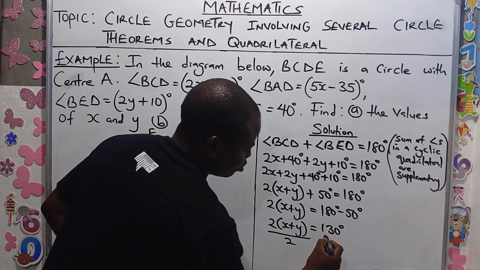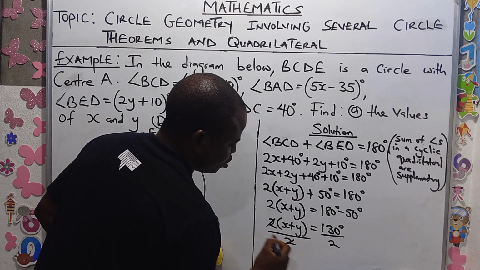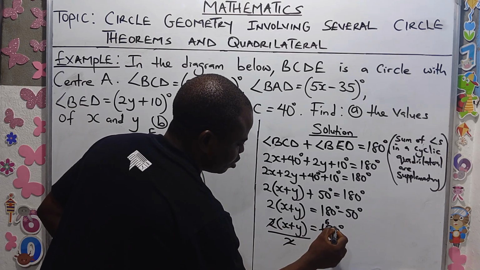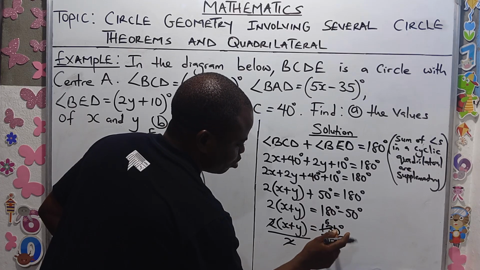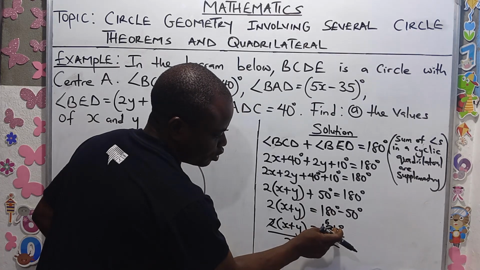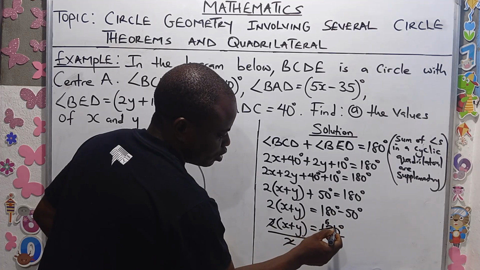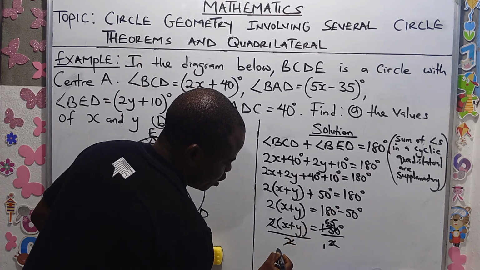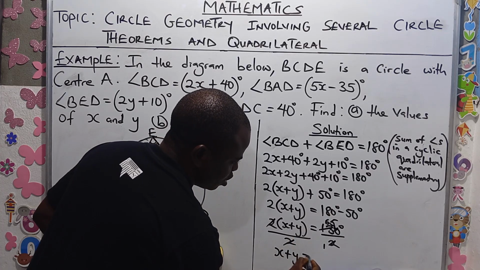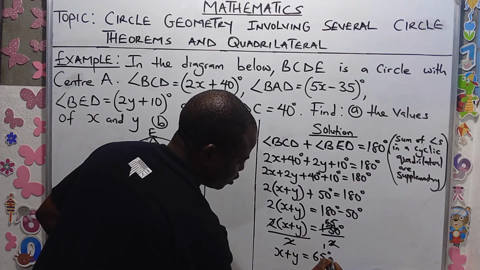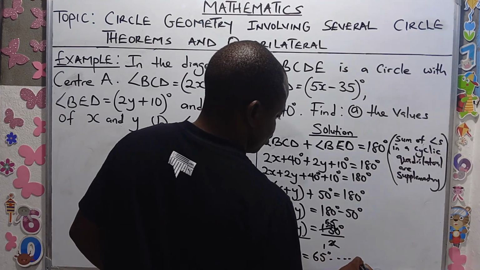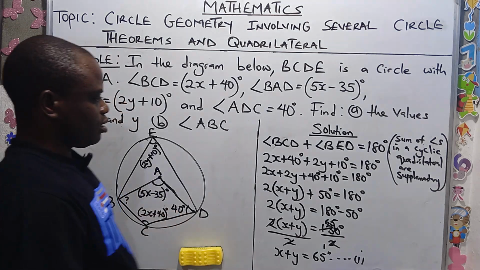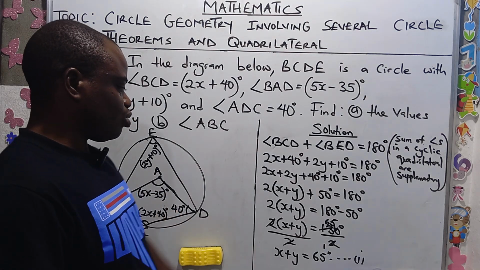Divide both sides by 2. 2 cancels 2. 2 into 13, that's 6, remainder 1. Bring the remainder 1 in front of the 0, it turns to 10. 2 into 10, that's 5. Now x plus y equals 65 degrees. That's our equation 1. Now let's make y the subject of the formula in equation 1.